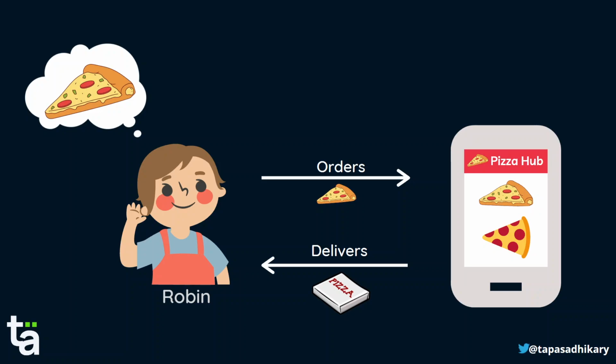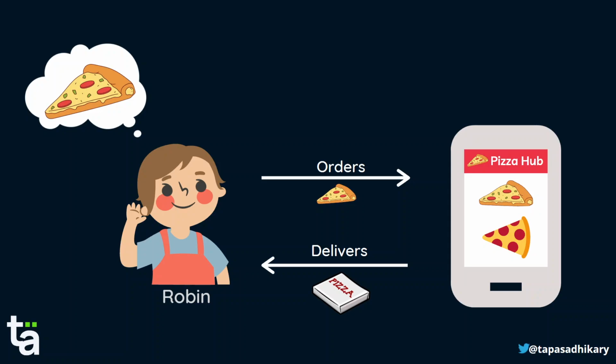Now in the crux of this story, there are a few things. One is Robin first orders a pizza. Once Robin orders a pizza, something happens in the Pizza Hub application. It starts preparing the pizza, and once the pizza gets prepared, it's going to notify Robin saying that the pizza is done. This notify part is where the callback comes into the picture. Now in this story there are a few statements: ordering the pizza, preparing the pizza, notifying Robin, delivering the pizza. There are a bunch of statements.